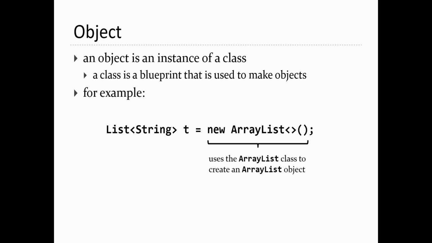OK, so what's an object? An object is just an instance of a class. So you use a class to make variables. Those variables are just objects. So your class is the blueprint that's used to make objects. So for example, when I write new array list, that uses the array list class to make an array list object. A reference to that object is stored in the variable t in this case.